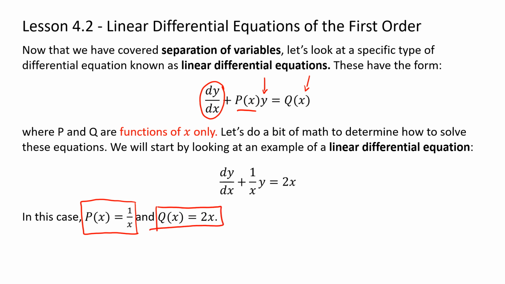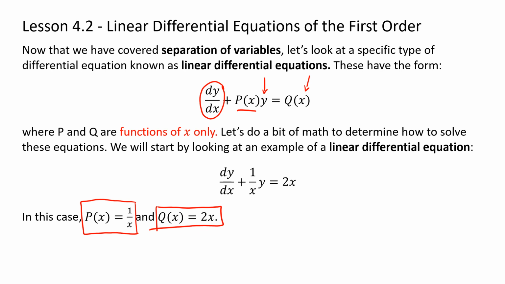A couple items to note here. You have to have dy by dx by itself in this form. So if there's anything behind it, like an x term or a 2 or 3 or a number, you have to divide every term by that. So you have to have dy by dx by itself.